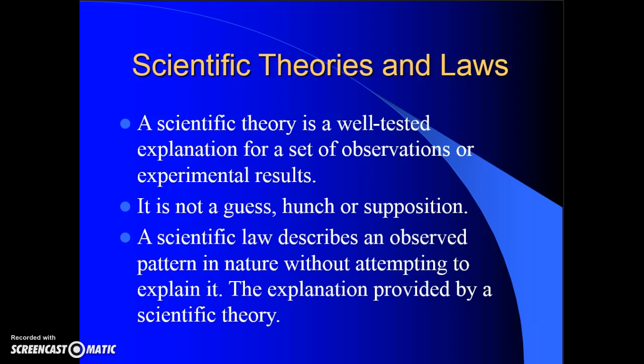A scientific law describes an observed pattern in nature without attempting to explain it. The explanation is actually provided by a scientific theory. So a law is not more or less supported than a theory. They are different types of explanation, or actually a theory is an explanation. A law is simply an observation of what you would expect to happen under a particular set of circumstances.